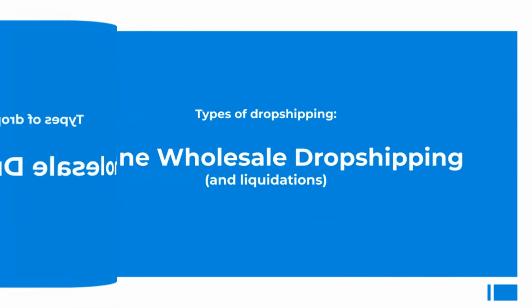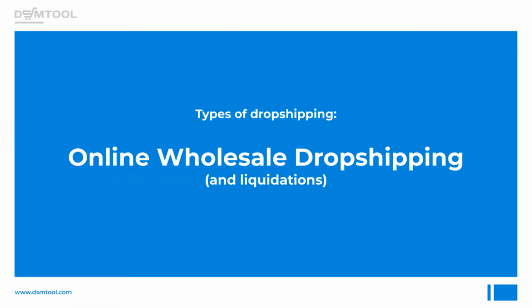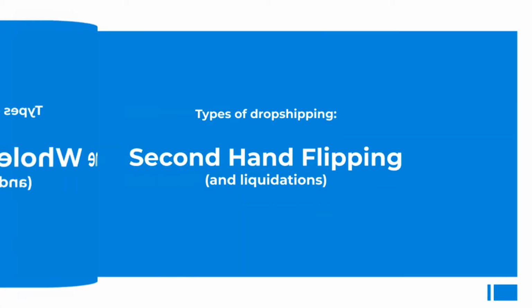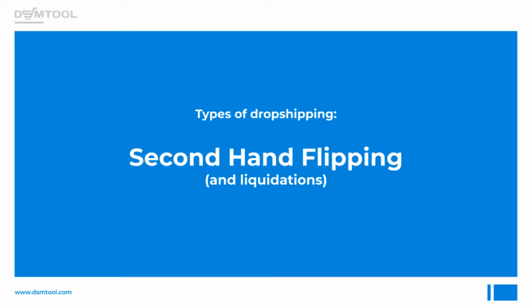There's also online wholesale dropshipping, which is something partially supported in DSM Tool, where wholesalers offer to online dropshippers to sell their products, and then they will fulfill them, and then you don't have to pre-purchase the products like in wholesale dropshipping. There's something called secondhand flipping, like going on secondhand shops. It's done offline and then trying to sell those products on eBay.